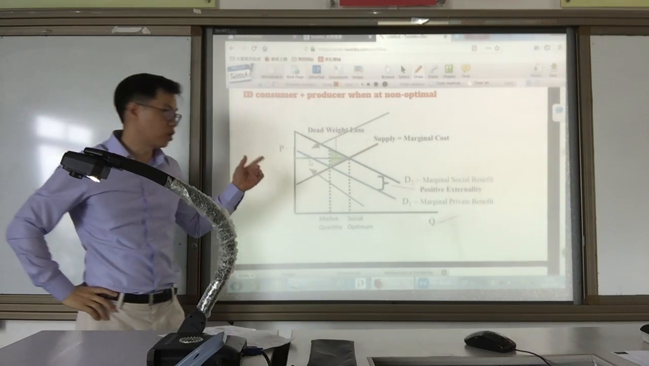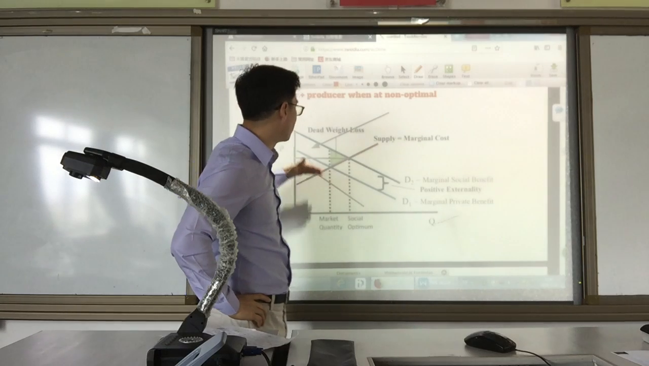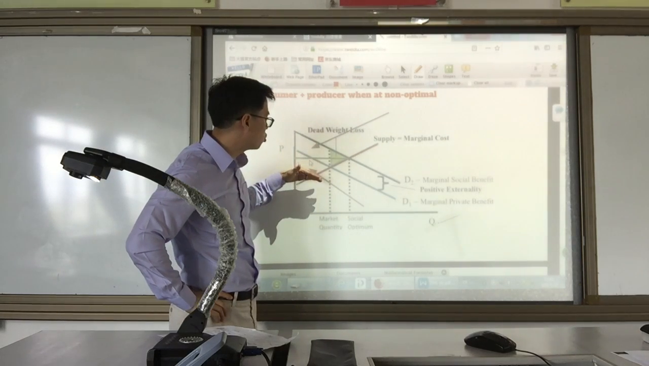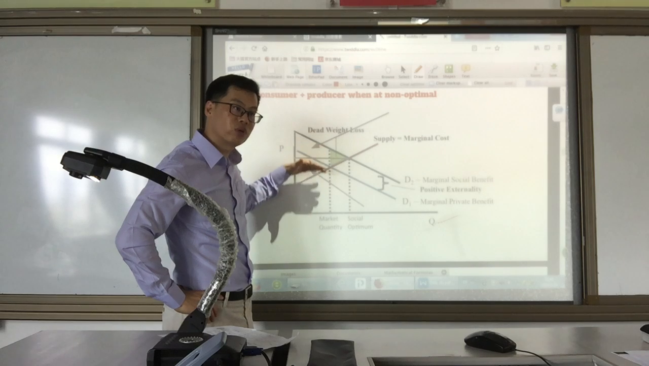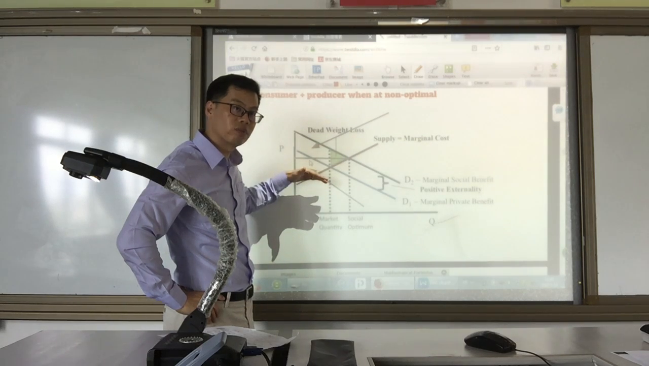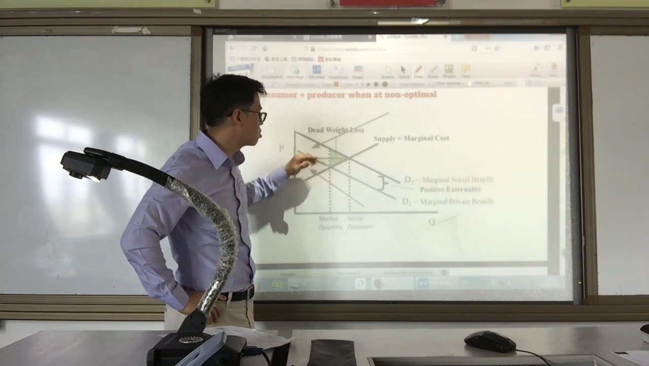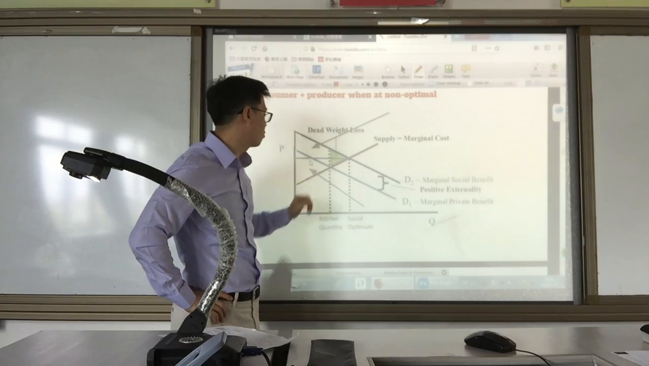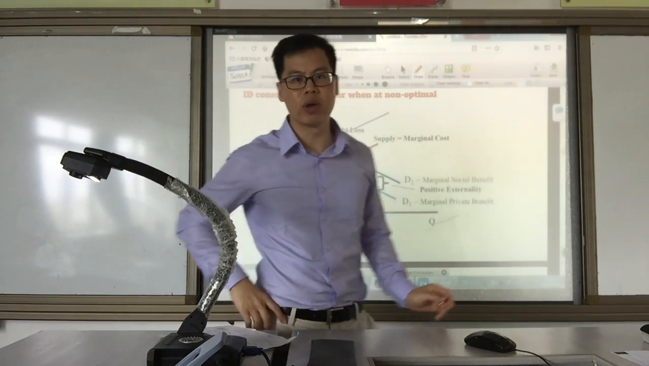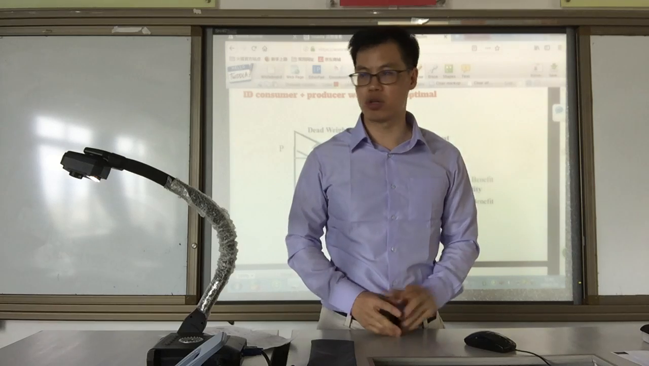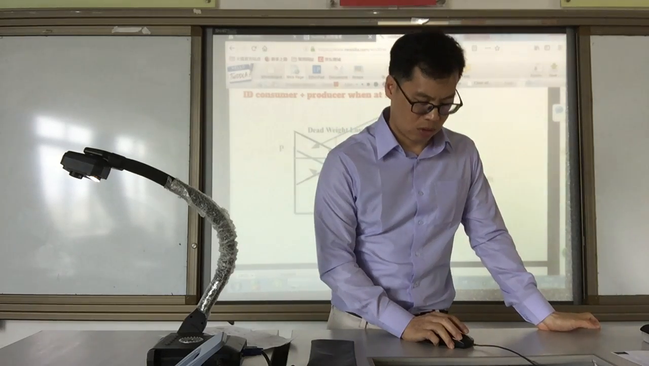Now your producer surplus is just the opposite. It's on the bottom. It's price down to the supply curve. And that's the vertical distance between those two points, between the price and the marginal cost curve, and then you have the horizontal distance between 0 and the quantity of production. Next.